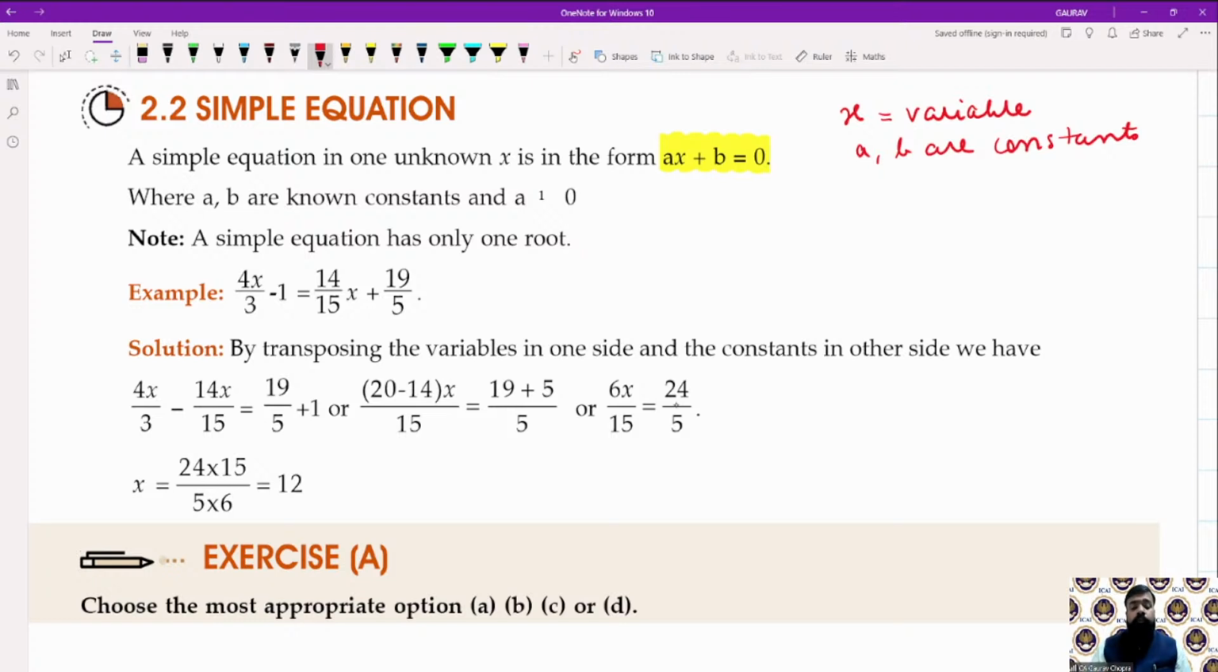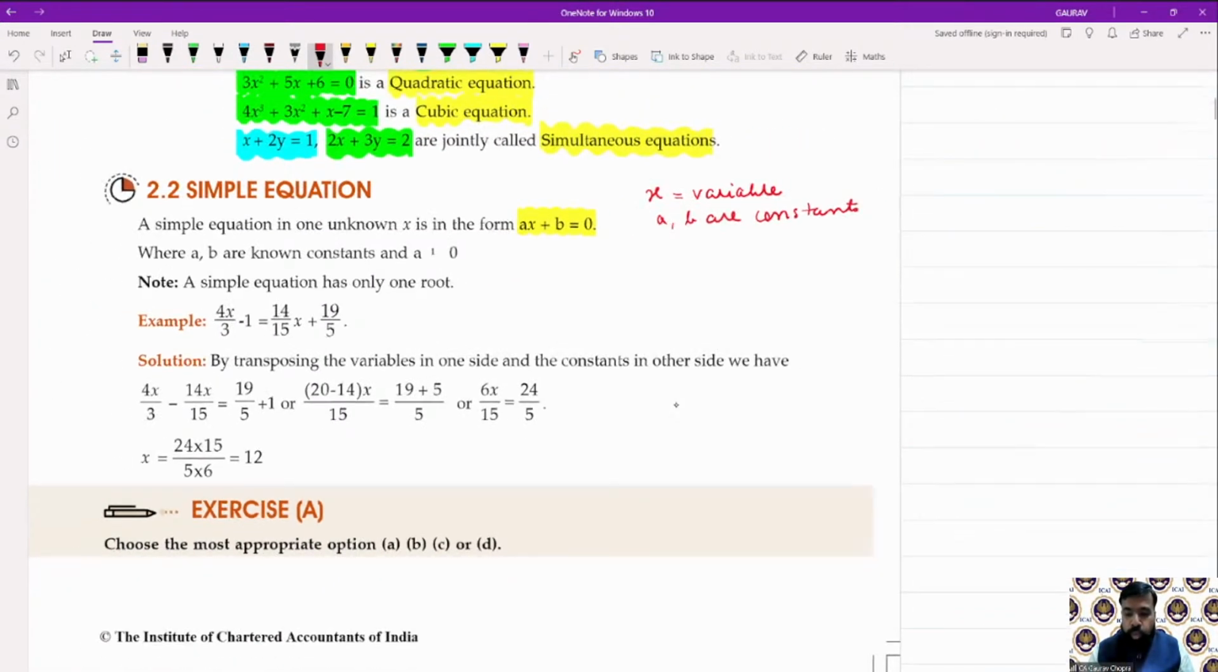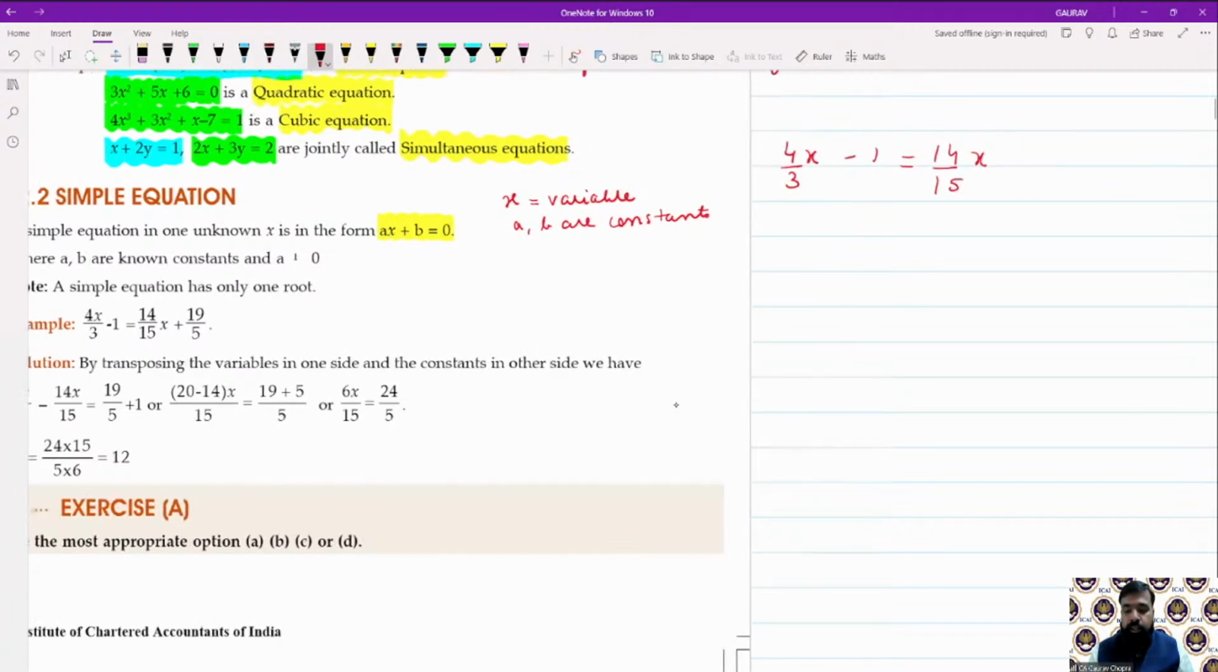Okay. Now, if we have to solve any kind of equation, then what is the process? The process is to keep all the variables on one side and constants on the other side. After that, we can easily find the value of that variable. So let us try a simple question: 4 by 3x minus 1 is equal to 14 by 15x plus 19 by 5.